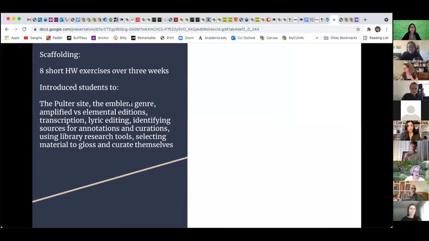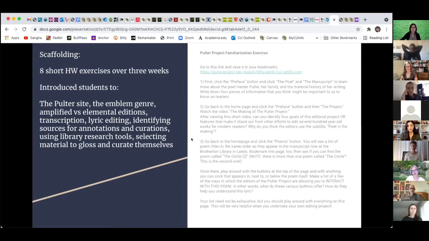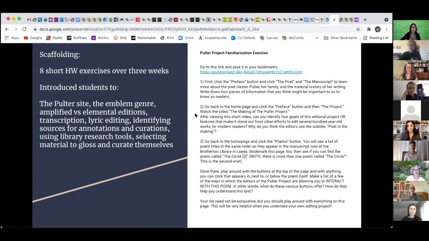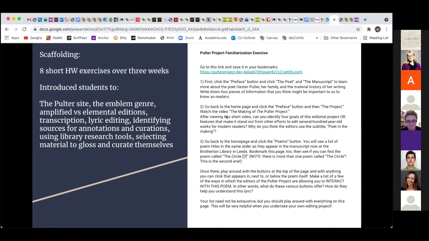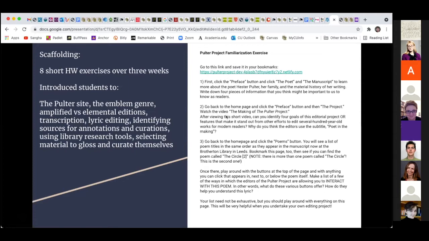So they had 8 short homework exercises over the course of 3 weeks. And you can see that they introduced students to using the Pulter Project site, amplified versus elemental editions, using different library research tools, trying to figure out what to gloss and curate. So we did this step by step. And just in case anyone wants to screenshot this, I've been doing a lot of screenshotting. This is the first of those little scaffolding exercises that just really asked them to play around with the Pulter Project site.